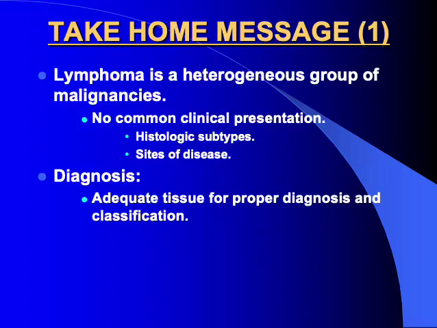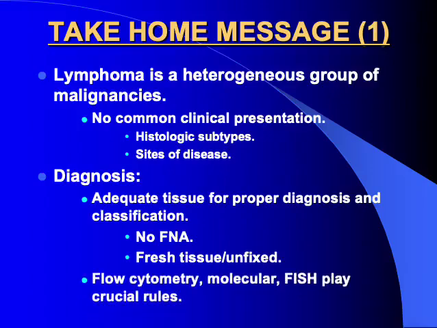For accurate diagnosis, you need adequate tissue for proper diagnosis and classification. That means no FNA, because you are not going to get adequate tissue for that purpose. The tissue should be fresh tissue, not fixed in formalin. For proper and accurate diagnosis, you need a lab equipped with flow cytometry, molecular, and FISH studies.